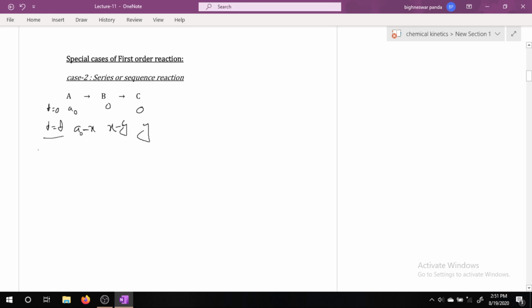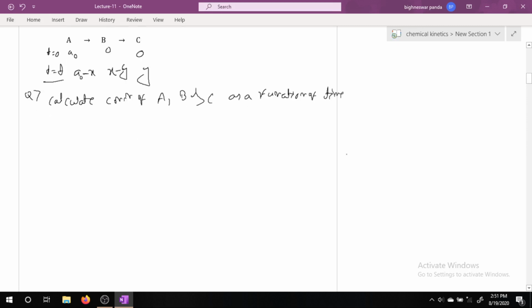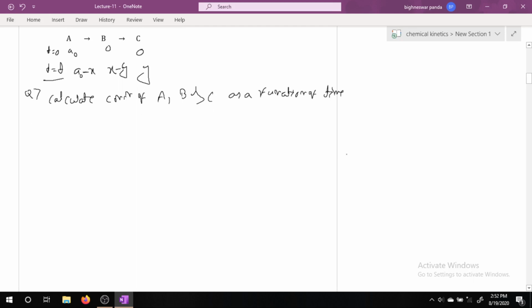So again here is the same question we are going to solve, that is, calculate the concentration of A, B and C as a function of time. First we have to calculate the concentration of A.